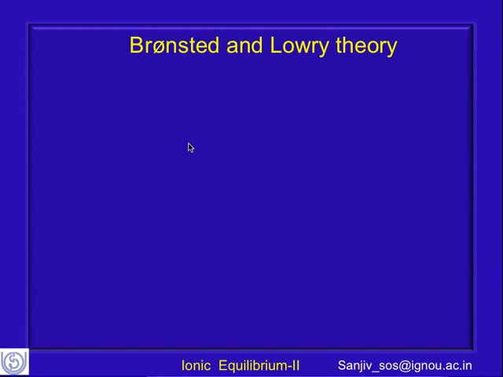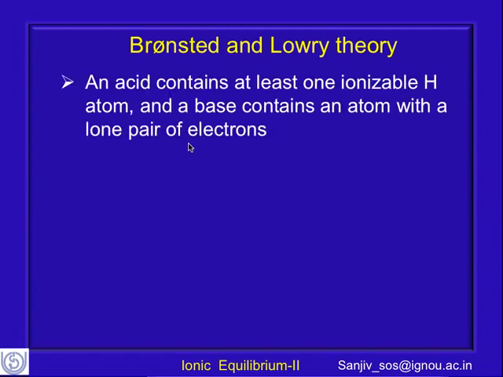Let's go ahead and look at this again. According to this theory, since we are talking about transfer of a proton, for a system to be acidic in nature, it must have at least one ionizable proton. Then only can it be an acid, then only can it transfer the proton. Similarly, a base should have a possibility of accepting that proton.